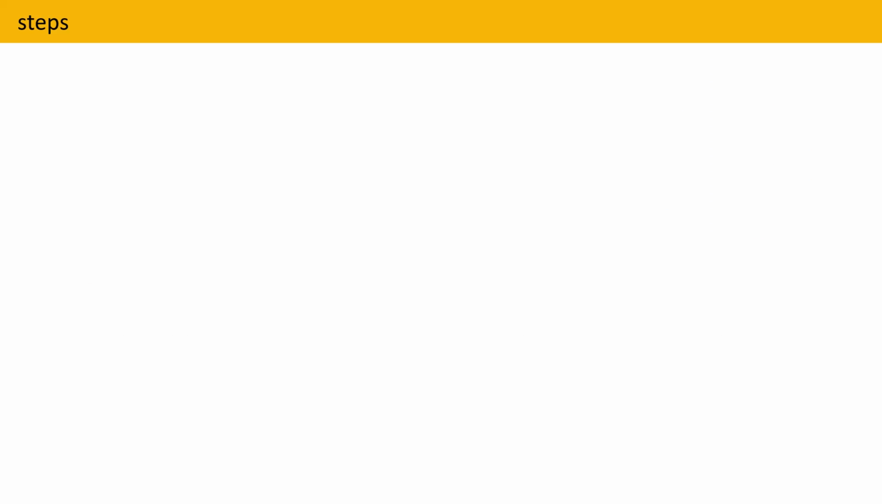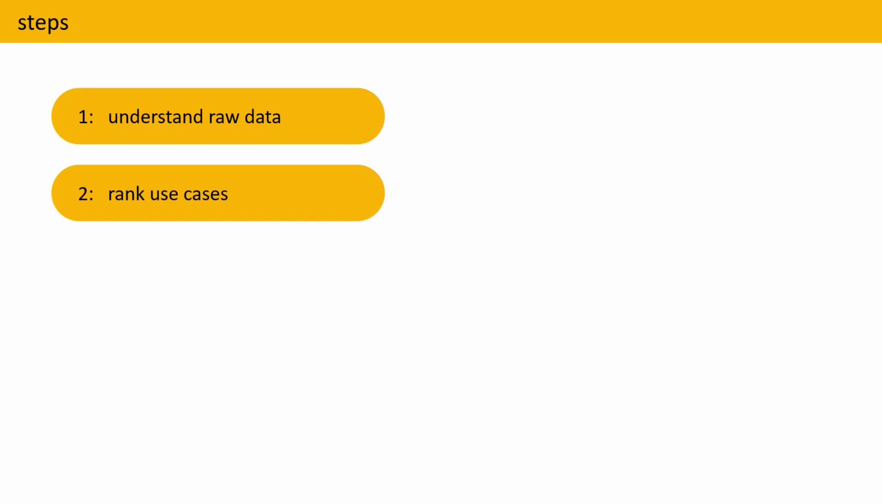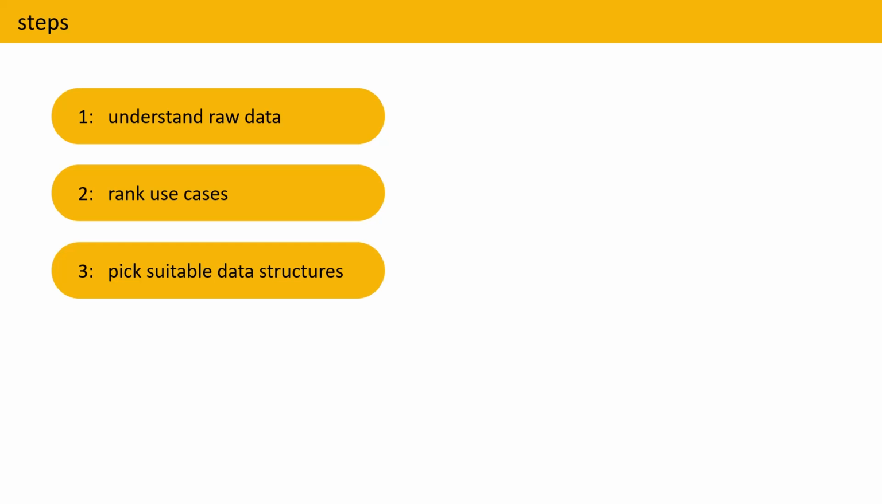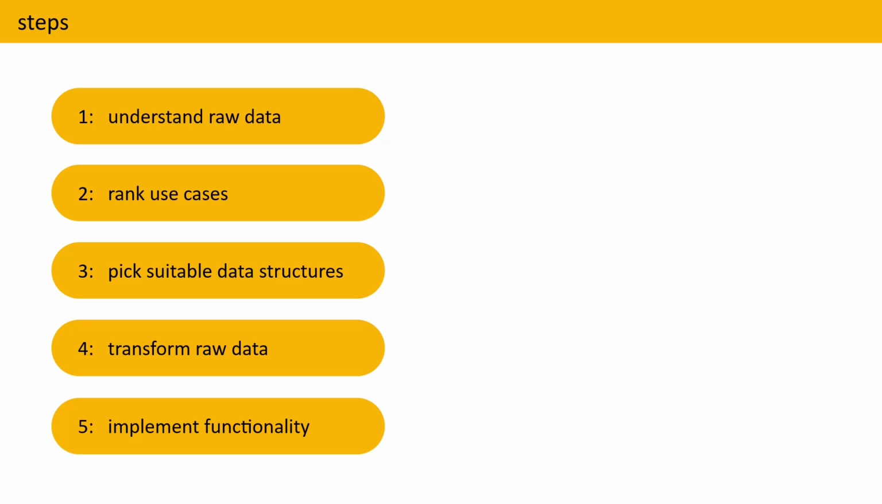A good approach for finding the right data structures follows these steps. First, we look at the raw data, understand its content and format. Second, we think about the use cases and rank them: which ones are common and which ones are rare. Third, we pick data structures that suit the most common use cases. Fourth, we transform the data from its original raw format into those data structures. Finally, number five, we implement the functionality to cover these use cases.